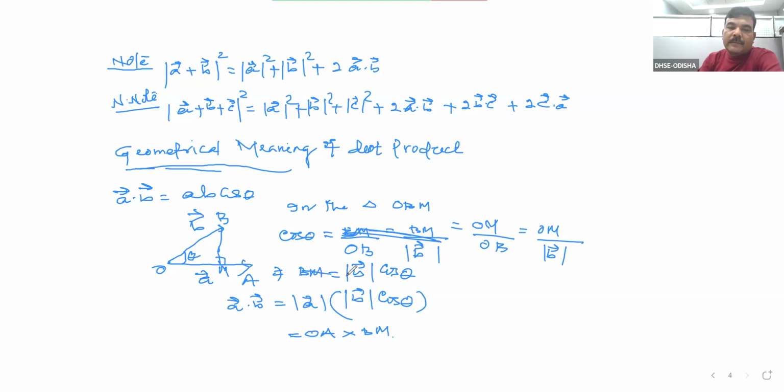So OM is equal to magnitude of B into cos theta. So A dot B is equal to magnitude of A into magnitude of B cos theta, that is OA into OM. Oh, I have to write it again. Okay. Sorry.